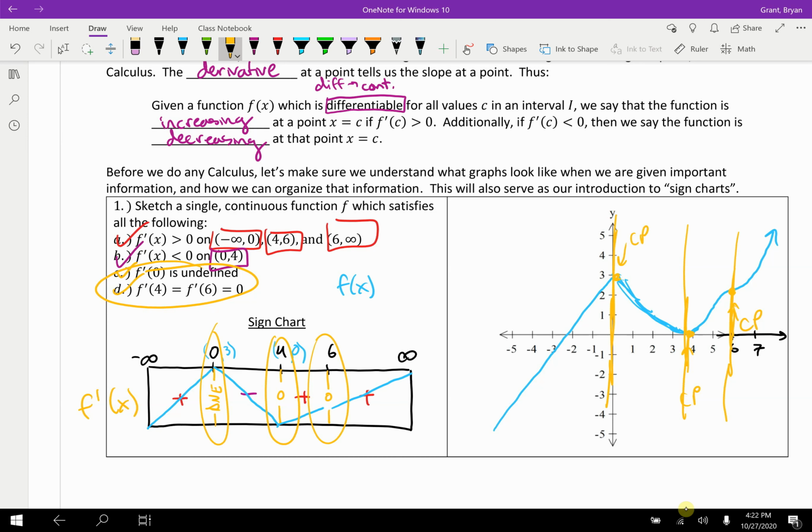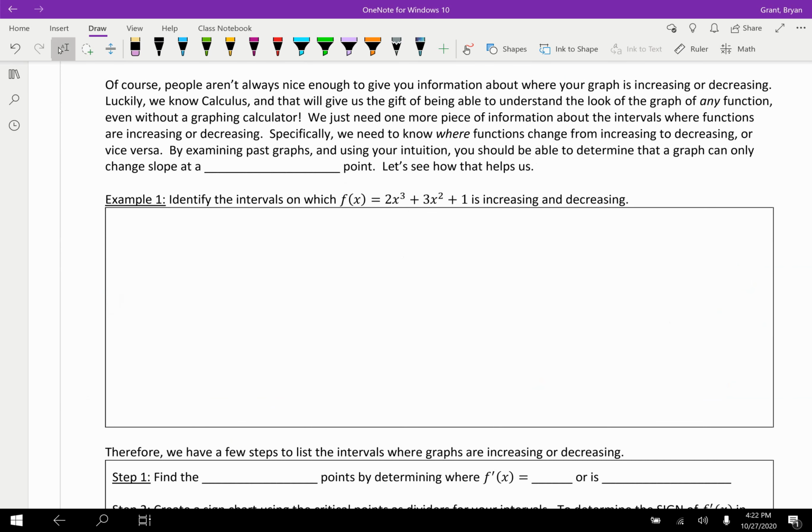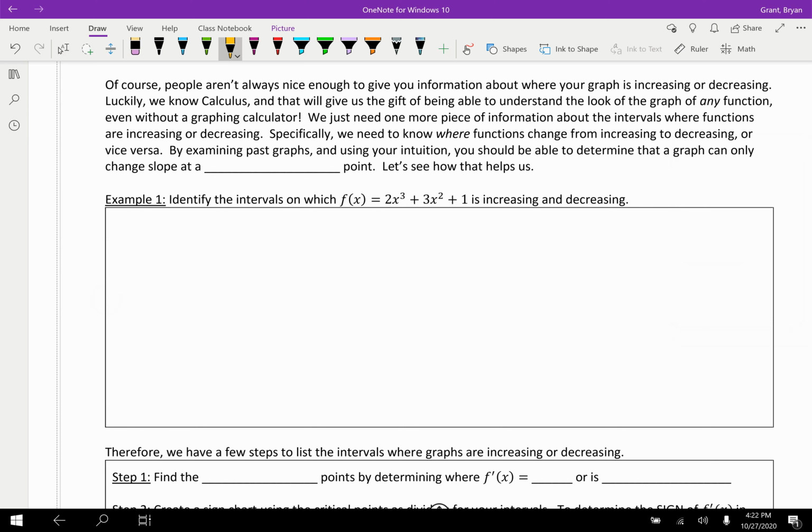Once we've split apart our interval, actually figuring out what the derivative is on that interval is pretty straightforward, and I'll show you that in just a second. So by examining past graphs and using our intuition, we should be able to determine that a graph can only change slope at a critical point. So let's see how that helps us.